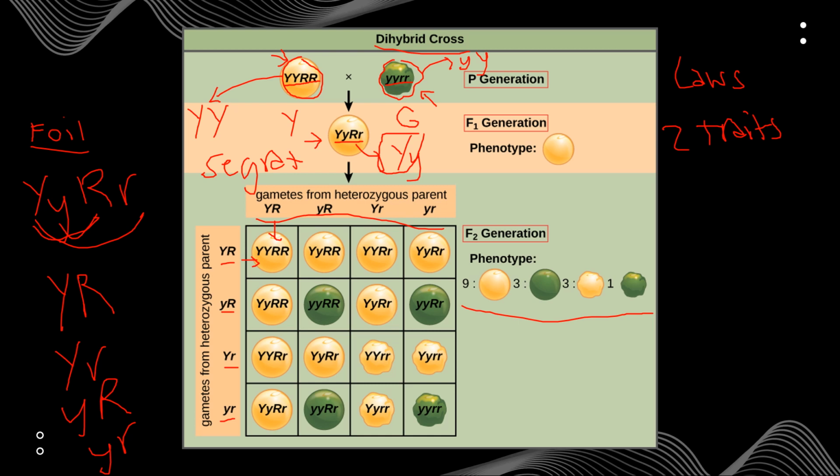What this basically shows is that one of the traits didn't impact the other. The traits that code for the seed's shape did not affect how the plant inherited the traits that code for the seed color. They're both independent of each other. So this gave rise to his law of independent assortment, the third law of Mendelian genetics. Basically, one trait does not impact the inheritance of the other.